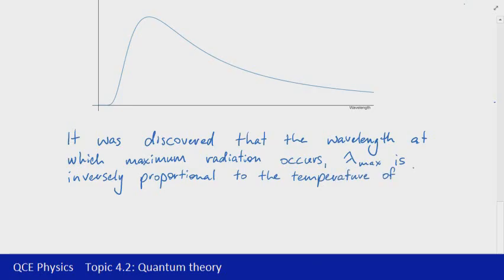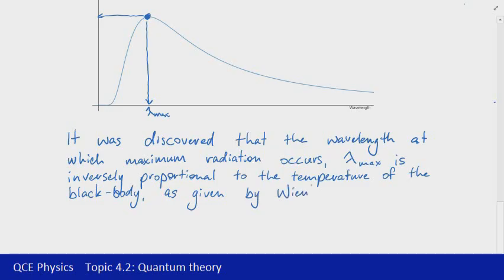So on the graph above, what we can indicate is where that lambda max value occurs. If we look at the maximum radiation, that's this point at the top of the graph, so there's the maximum intensity, and the wavelength that that corresponds to is this value down the bottom, lambda max. Now the relationship is given by Wien's law. And it's a fairly straightforward one.